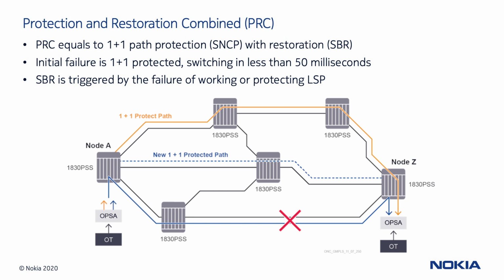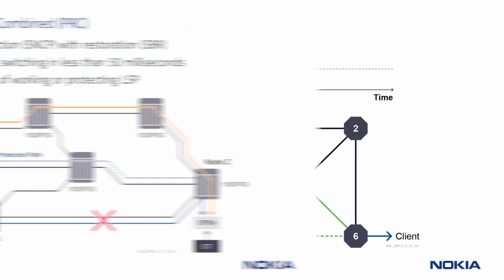The service is protected by the Subnetwork Connection Protection, or SNCP, with a guaranteed recovery time of less than 50 milliseconds. Moreover, it provides multiple failure recovery iterations because the restoration process is repeated for successive failures if suitable resources are available in the network.